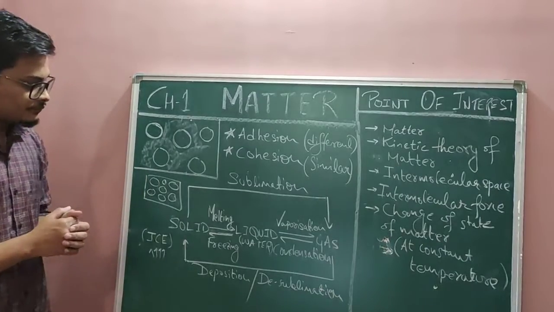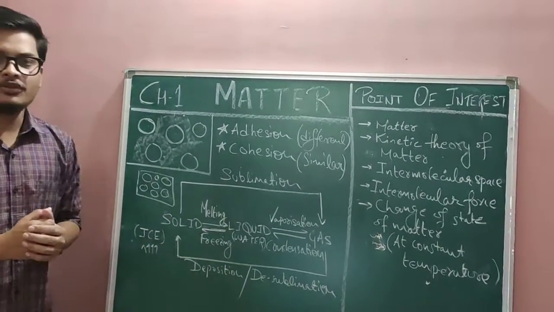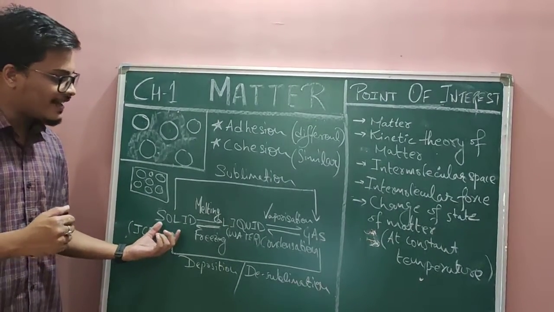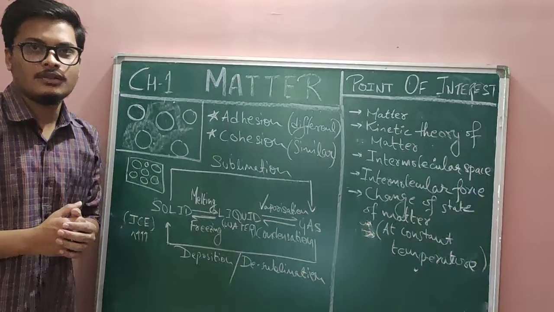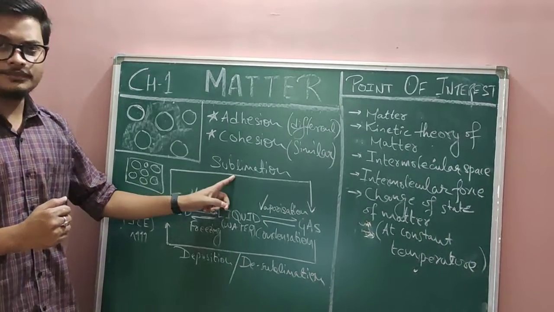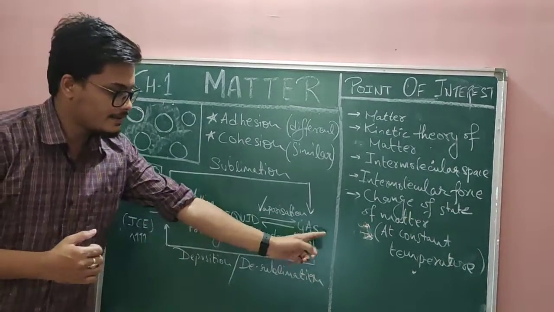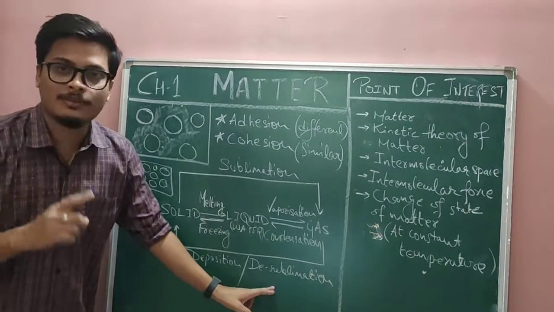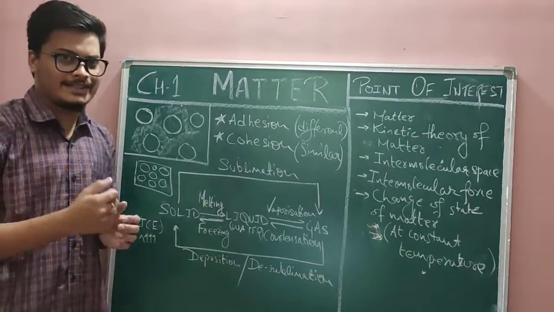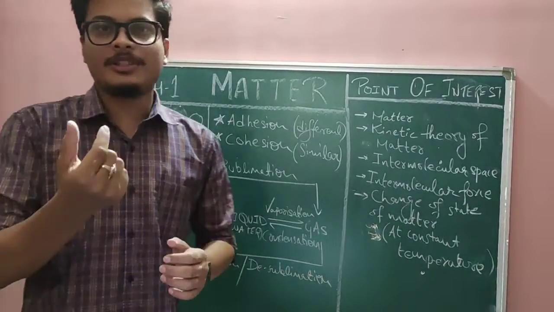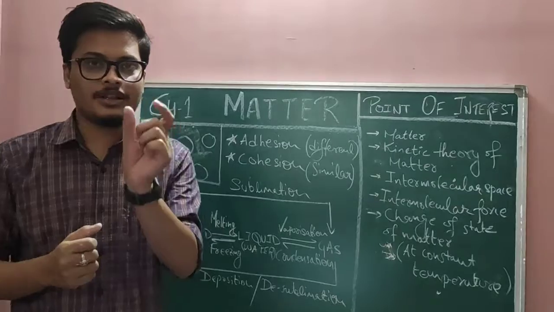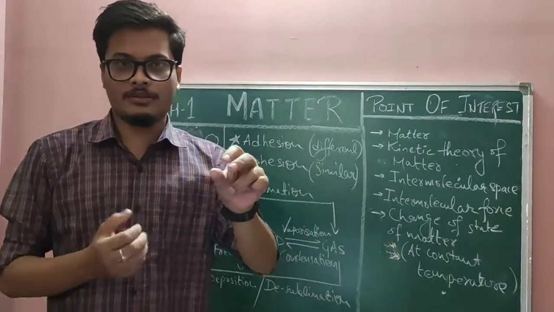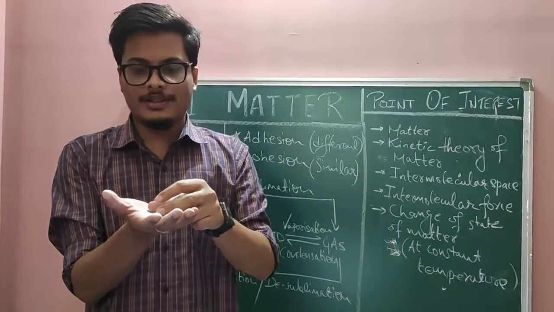One more point: sublimation and deposition. What is this? When a solid directly changes to gas, we call it sublimation. Whereas when a gas directly converts to solid, we call it deposition or desublimation. Remember, I can give you one example. Let's take the example of naphthalene. I hope everyone has naphthalene balls in your home, okay? Isn't it? What happens when you keep naphthalene balls on any surface? That is a solid, isn't it?